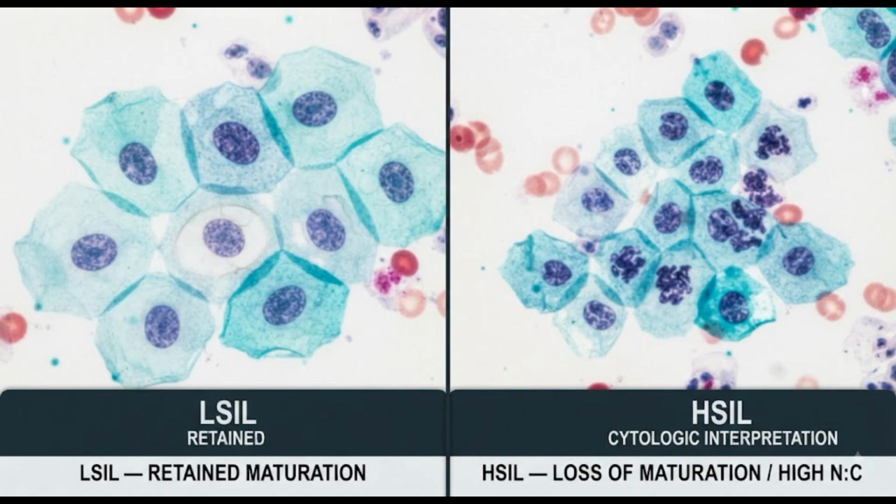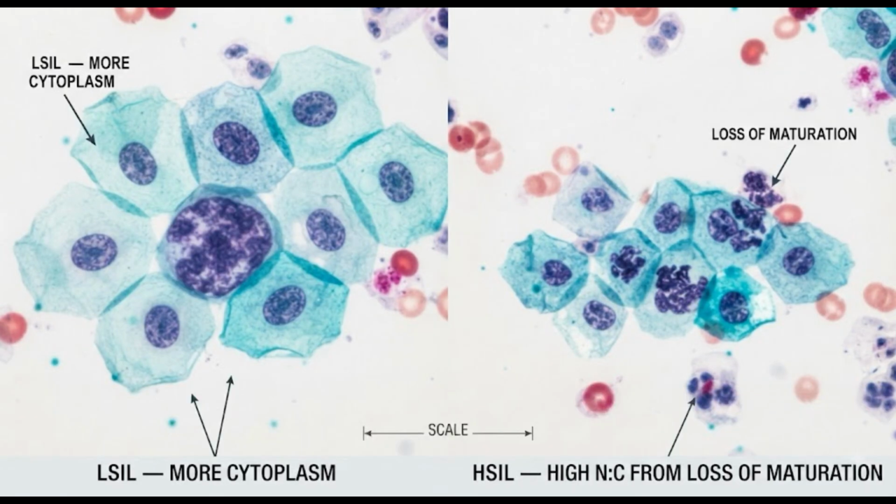HSIL versus LSIL. LSIL typically involves mature superficial or intermediate type squamous cells with relatively abundant cytoplasm and retained maturation. HSIL more often involves smaller, less mature cells with scant cytoplasm and a substantially increased N:C ratio. Although both may show hyperchromasia, nuclear contour irregularity, and abnormal chromatin, these abnormalities occur within different cellular phenotypes. Importantly, an HSIL nucleus does not necessarily have to be larger than an LSIL nucleus.